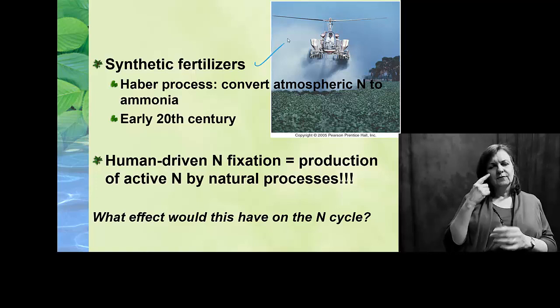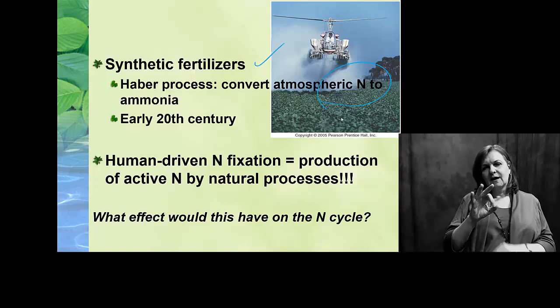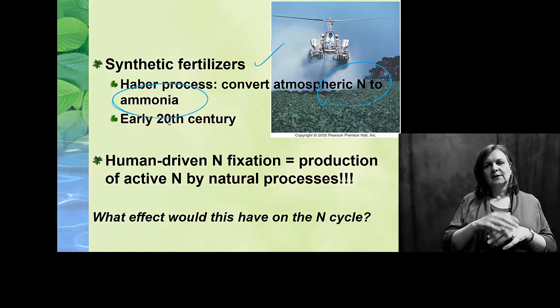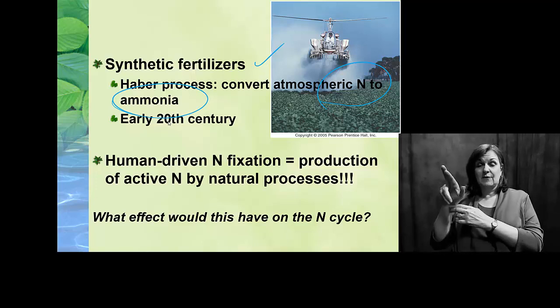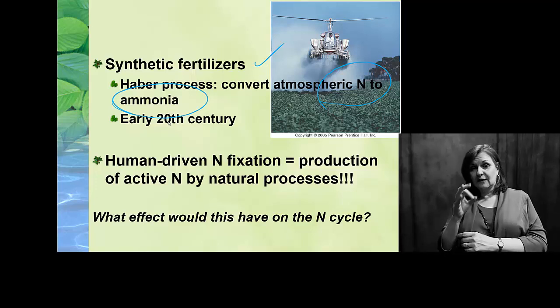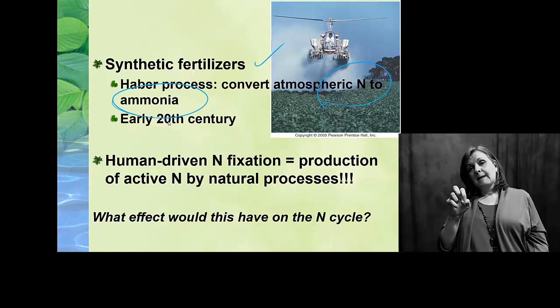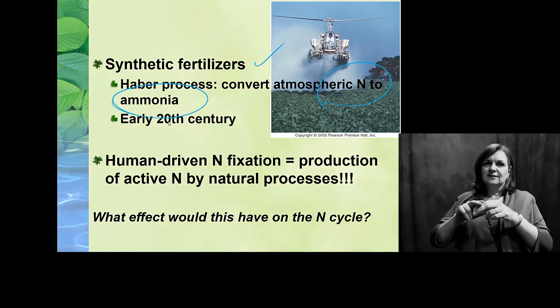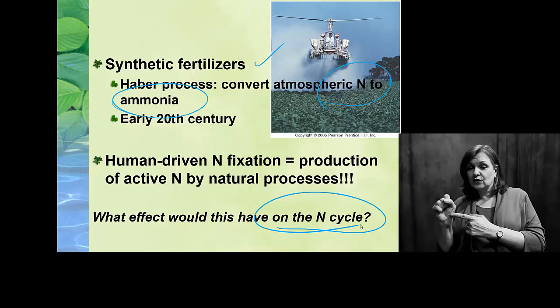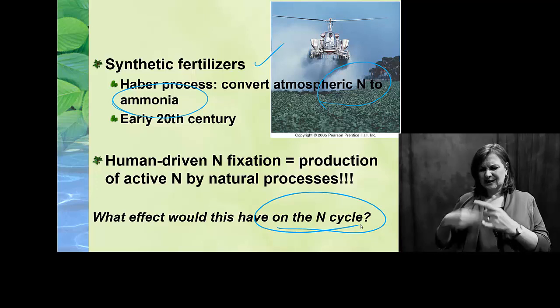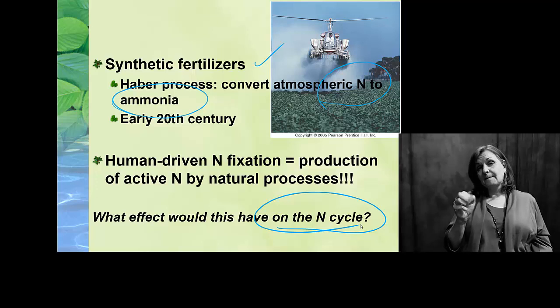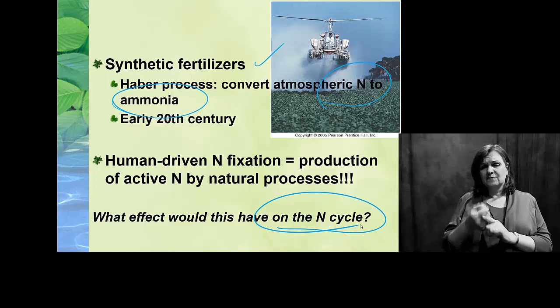Things like synthetic fertilizers contribute very high levels of nitrogen back to the soil in the form of ammonia. We actually convert atmospheric nitrogen through something known as the Haber process into synthetic fertilizers. We have increased the rate of conversion. This is a problem. You have to think about what effect this will have on the nitrogen cycle. Go back. Look at the nitrogen cycle. If I add more ammonia to that system, what effect will it have on that cycle?